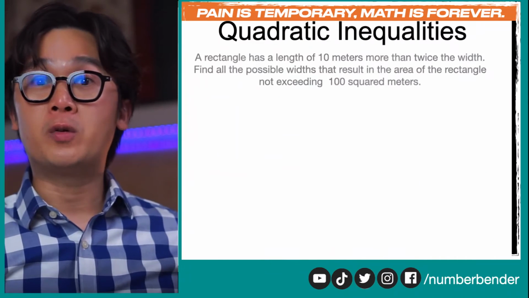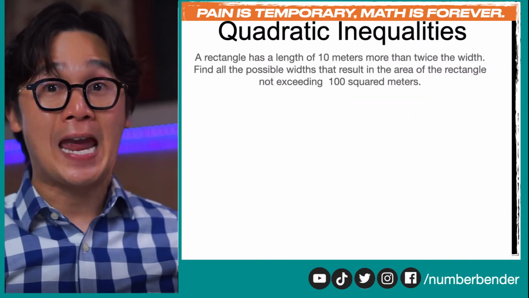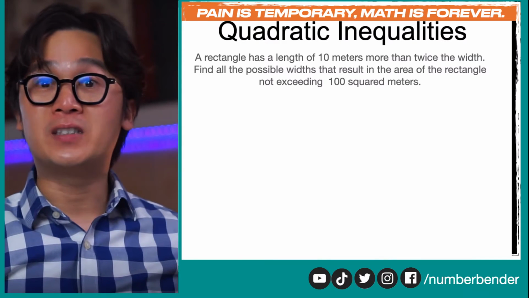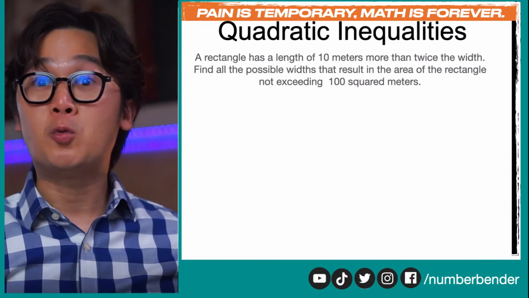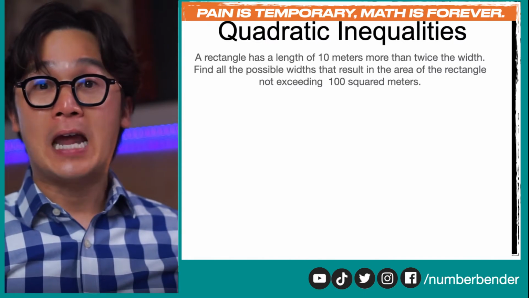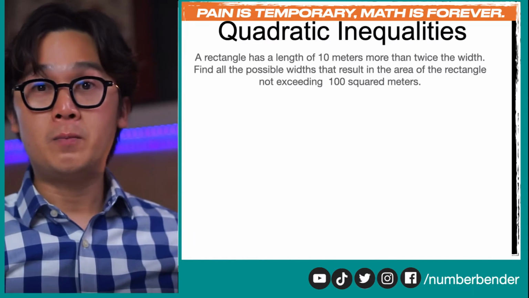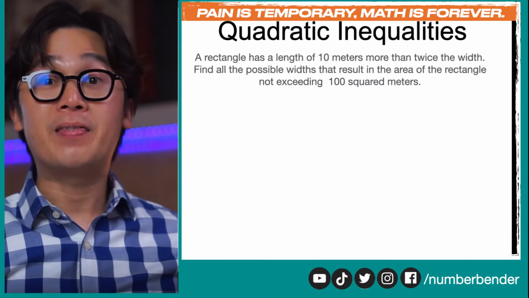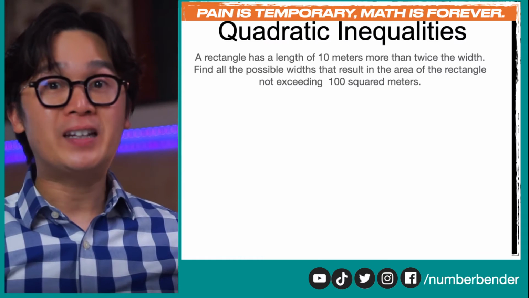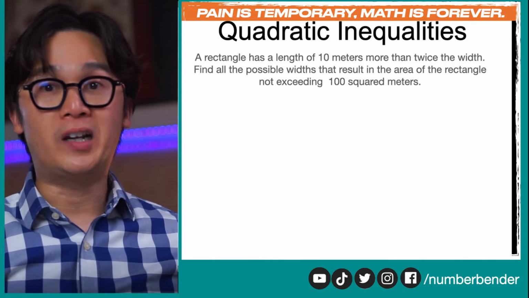The next one that we're going to be working on is a rectangle problem, wherein a rectangle has a length of 10 meters more than twice the width of that particular rectangle. Now, what we need to do is to find all the possible widths that result in an area of the rectangle that should not exceed 100 square meters.